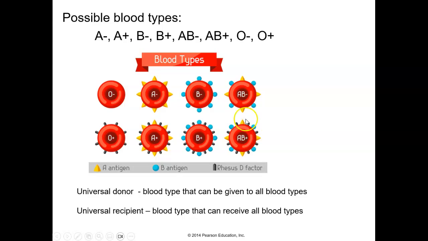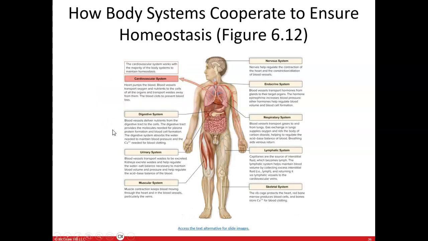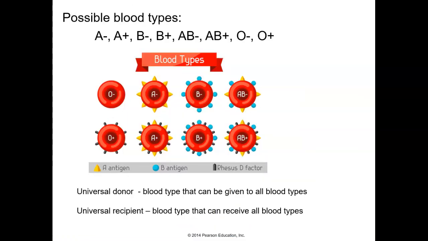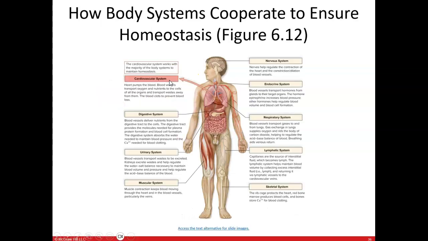No, it's not foreign. This has B proteins. Oh, you can take that too. You already have B proteins. So see how AB positive would be the universal recipient. So if you have AB positive, you can receive any blood type safely. Like I said, we're going to talk a little bit more about this in lab, so you'll get a little more practice.